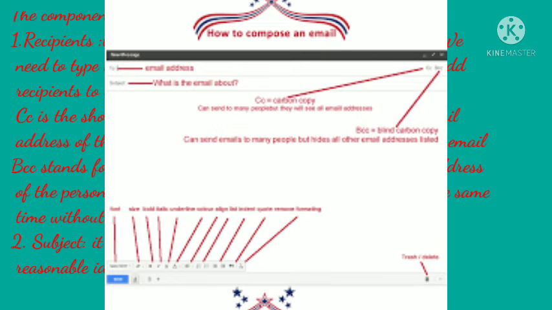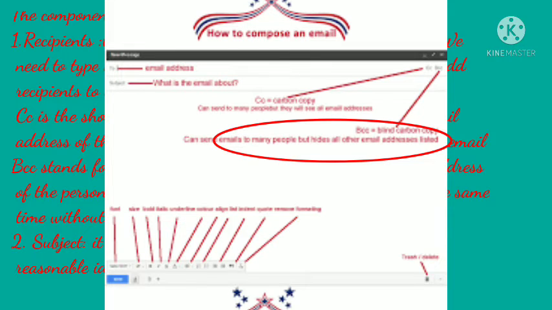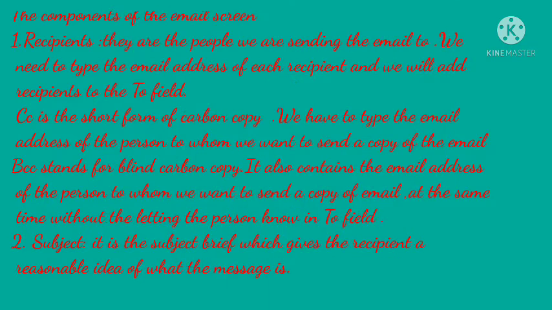The third field is BCC. It stands for blind carbon copy. It is also used to send a copy of the email to a person without letting the person in the To field know. Its work is the same as CC, and the only difference is that the email address in the BCC field is hidden.